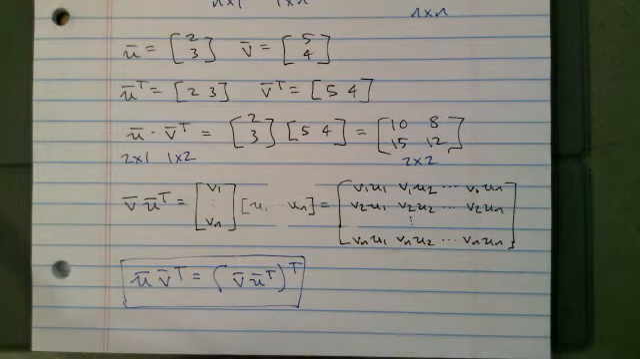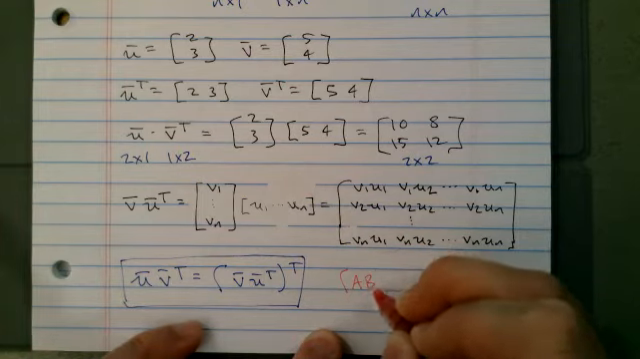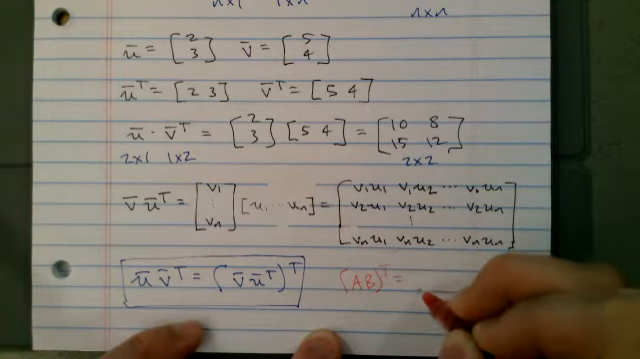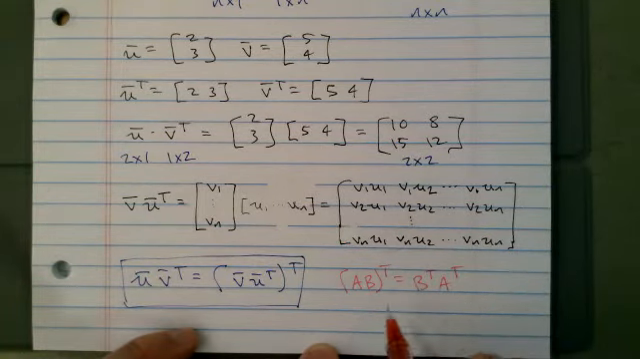So in general, we were using this fact: the transpose of a product is the product of the transposes in reverse order.